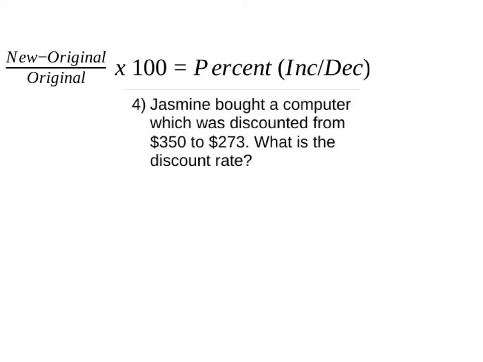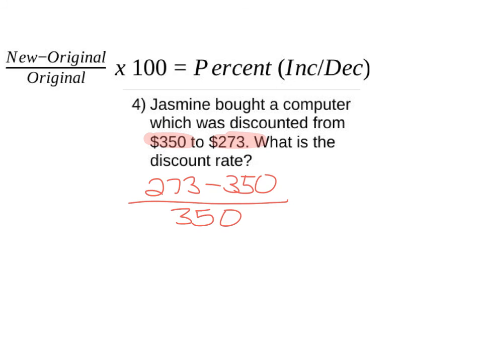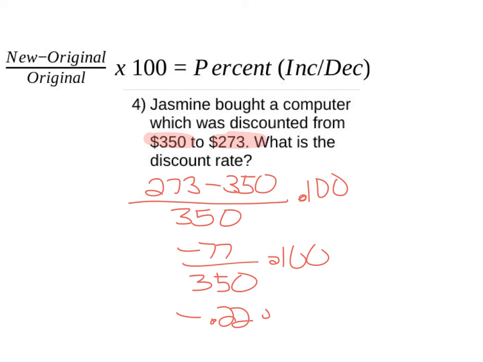Okay, example 4. If Jasmine bought a computer which was discounted from $350 to $273, what is the discount rate? So if we're looking at this, it means our original was the $350, and the $273 would be our new value. So let's plug those into our formula and see what we come up with. Plugging that in, we're going to end up with a negative 77 over 350 times 100, which is going to be a negative 0.22. And that's going to leave us with a negative 22%.